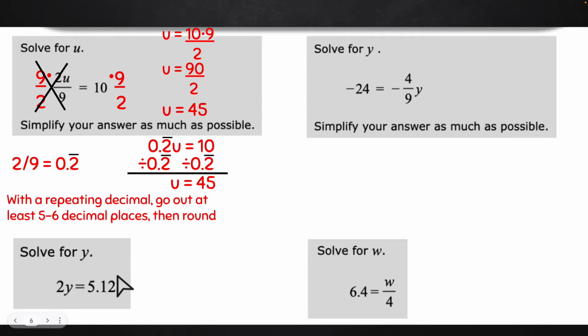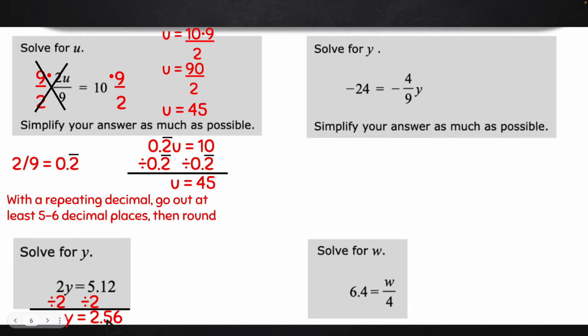But with this one, we're having 2 times y equals 5.12. So I want to undo this multiplication. So I'm going to divide by 2 on both sides. 2 divided by 2 cancels out. Any number divided by itself cancels down to 1. That's what we're trying to do. We're trying to get that variable all by itself. So y equals 2.52 because that's what 5.12 divided by 2 is.